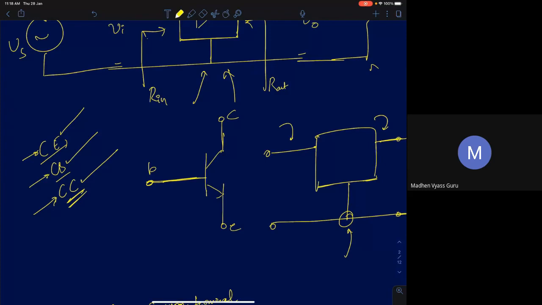Now let's take the first case of common emitter configuration. What does it mean? Emitter is the common terminal. Now I have fixed this as the emitter. The other 2 terminals accessible to me are base and collector. There are 2 possibilities: base can be input and collector can be output, or collector can be input and base can be the output. First, I will consider the case when collector is the input.